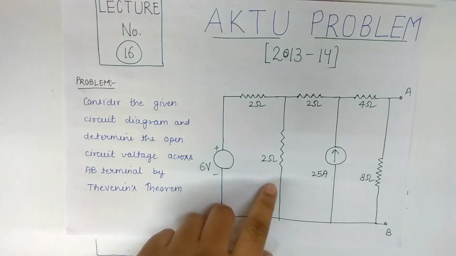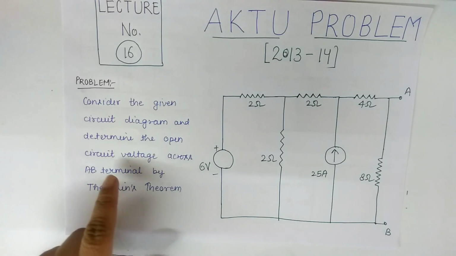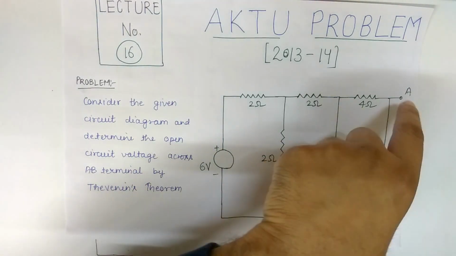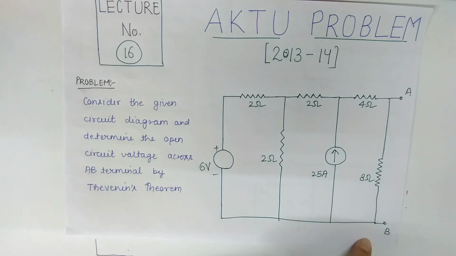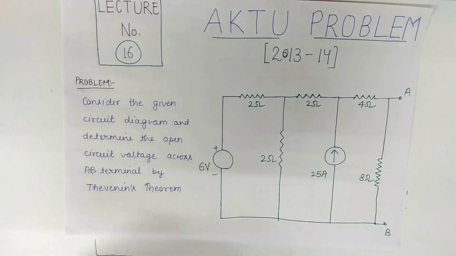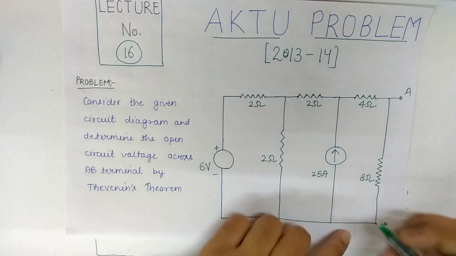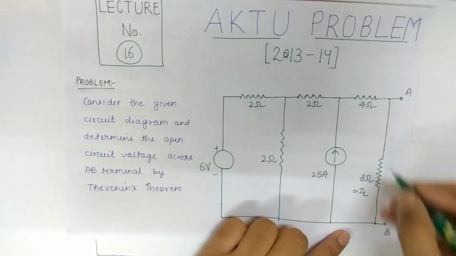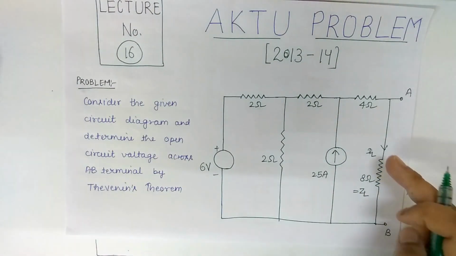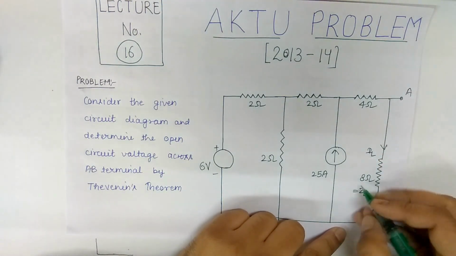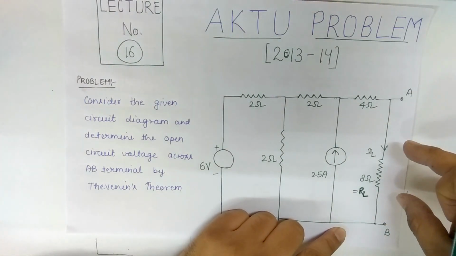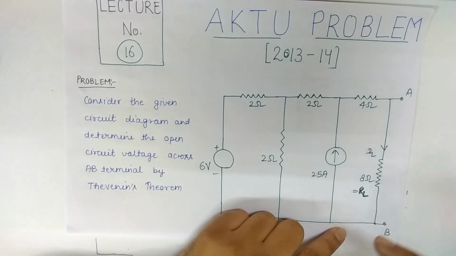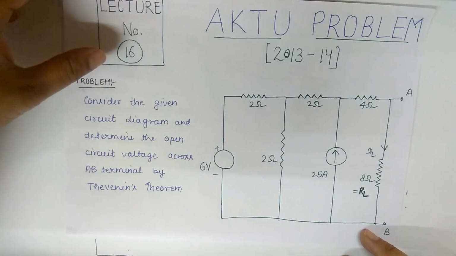Consider this circuit and determine the open circuit voltage across this 8 ohm resistance, that will be the AB terminal, by using Thevenin theorem. Basically, first of all, let us say this is ZL, and we have to find the current in this branch, IL. When we know the current in this load resistance RL, we finally find VAB, that will be IL into RL. In this way, we now solve this question.